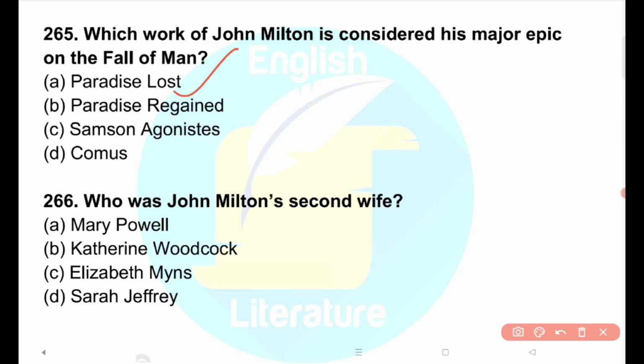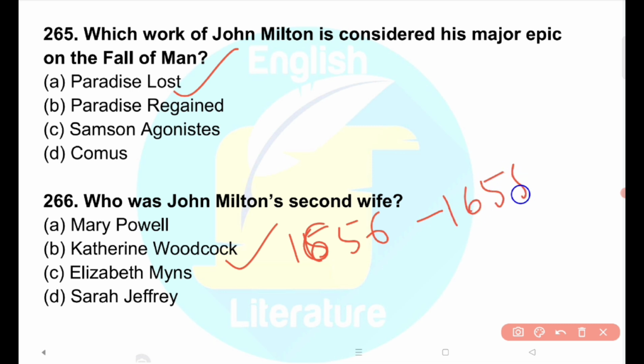Who was John Milton's second wife? Option B, Catherine Woodcock. Milton married Catherine Woodcock in 1656. Unfortunately, Catherine died in 1658, along with their infant daughter. Milton later married Elizabeth Minshull in 1663.